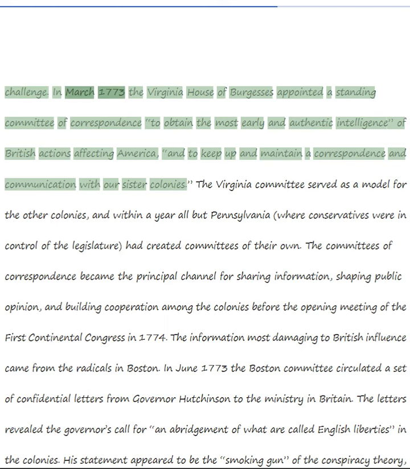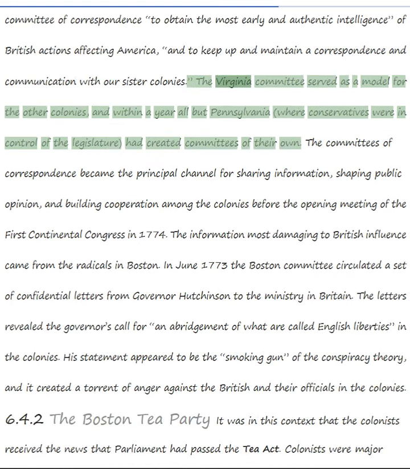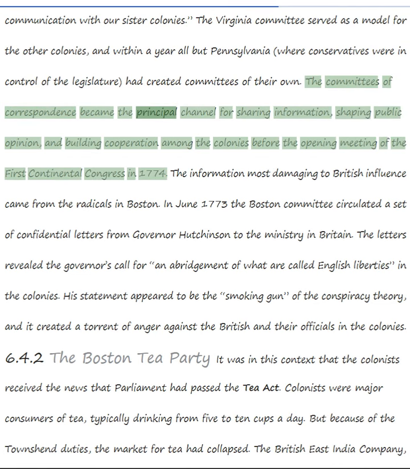In March 1773, the Virginia House of Burgesses appointed a standing committee of correspondence to obtain the most early and authentic intelligence of British actions affecting America, and to keep up and maintain a correspondence and communication with our sister colonies. The Virginia Committee served as a model for the other colonies, and within a year all but Pennsylvania had created committees of their own. The committees of correspondence became the principal channel for sharing information, shaping public opinion, and building cooperation among the colonies before the opening meeting of the First Continental Congress in 1774.